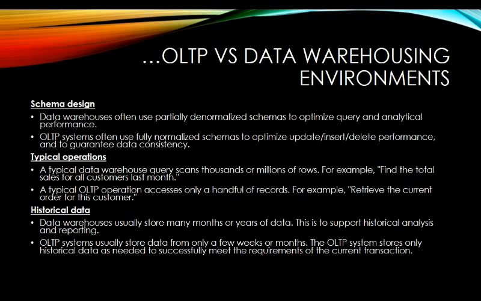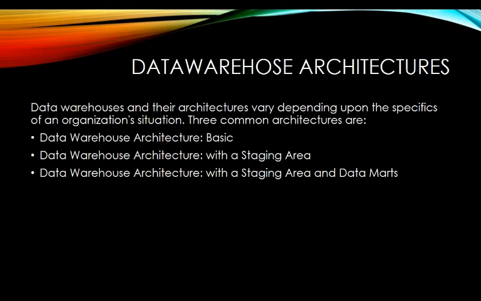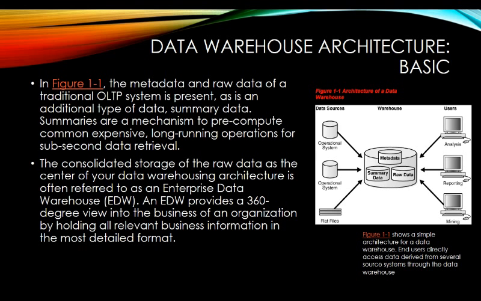Another difference is the schema design. Data warehouses often use partially denormalized schemas to optimize query and analytical performance. OLTP systems often use fully normalized schemas to optimize update, insert, and delete performance, and to guarantee data consistency. Another difference is typical operations. A typical data warehouse query scans thousands or millions of rows. Example: find the total sales for all customers last month. The typical OLTP operation accesses only a handful of records. For example, retrieve the current order for this customer.